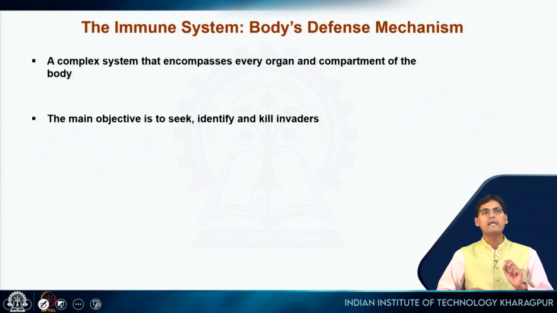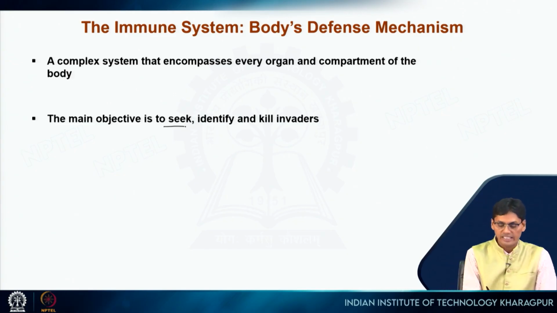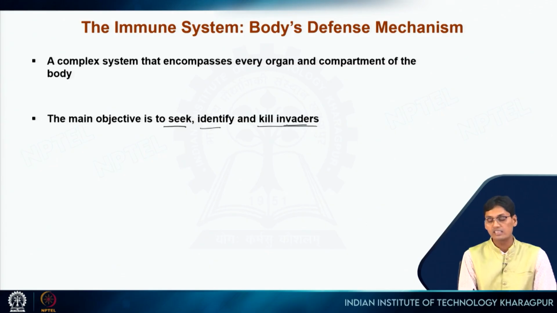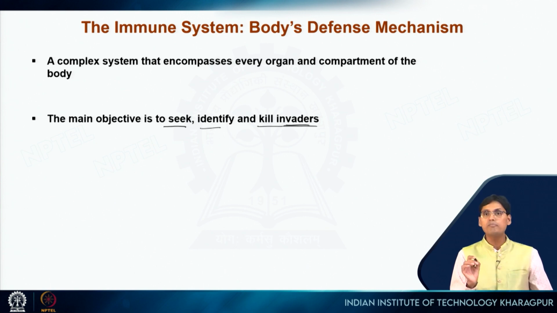And the main objective is to seek, identify and kill invaders. This is very important. So find out, then identify, and then kill invaders, because this immune cell should not destroy our own stuff. So that's why it is very important that they are properly identifying stuff, right?